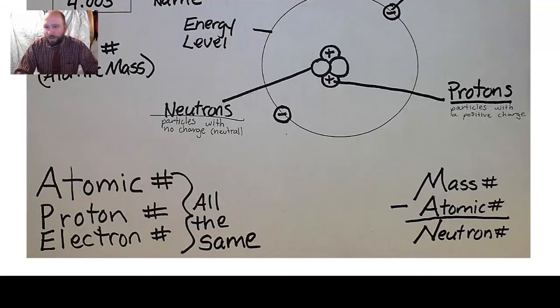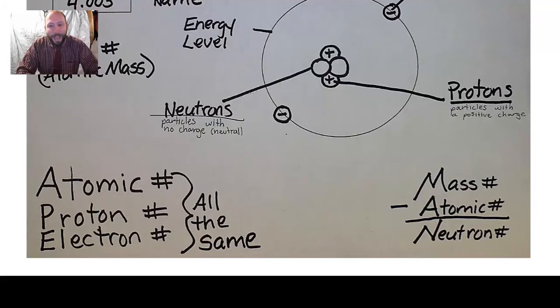And lastly, over here on the right-hand side, we've got a small little mathematical equation. It says mass number minus the atomic number equals the neutron number. Again, that's the mass number minus the atomic number equals the neutron number. Now, if you were to do a little bit of flipping around math, you know that we can take a subtraction and turn it into an addition.